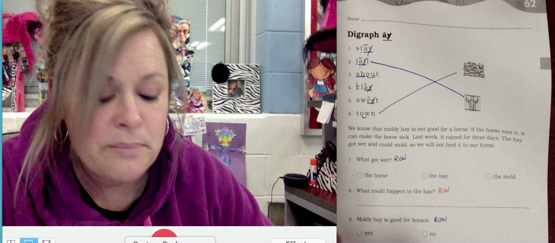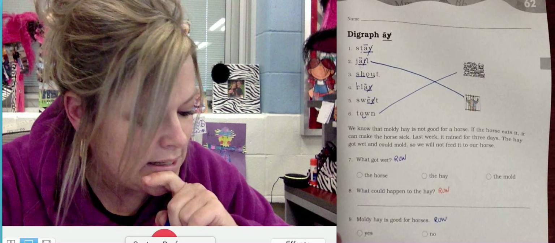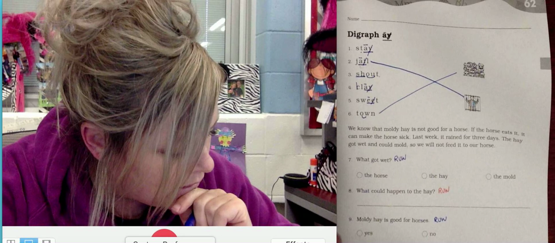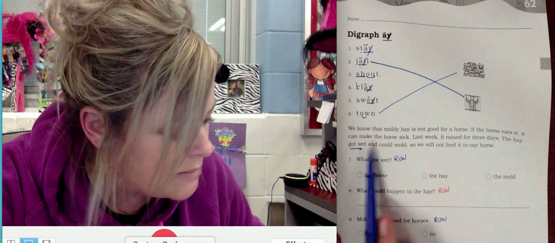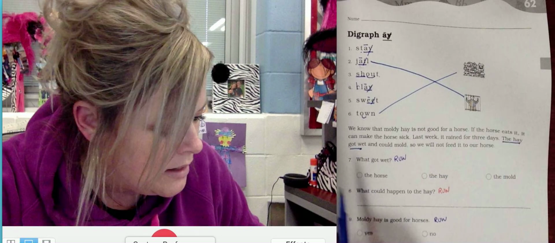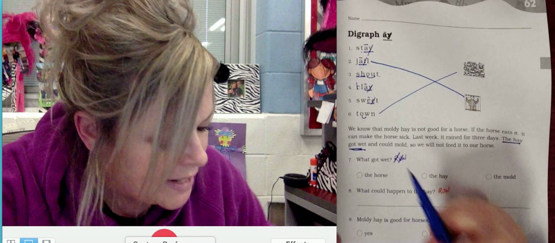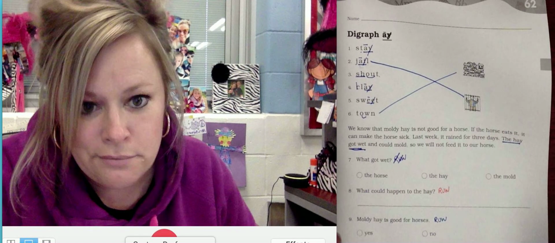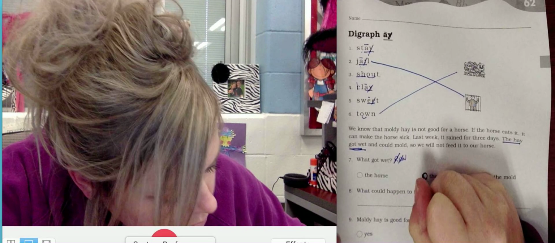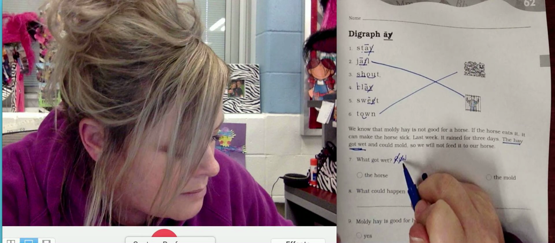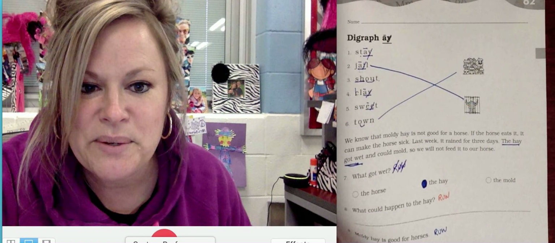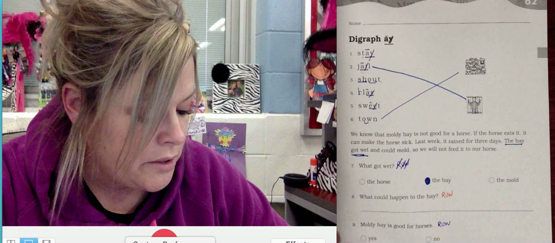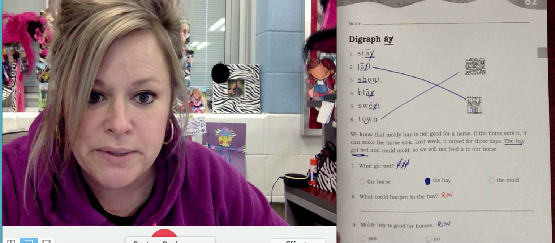Okay? So number 7, what got wet? I remember seeing that word wet inside of the story. I'm going to look for that. And here it is. It says got wet. I'm going to go back to the beginning. The hay got wet. So I read and I underlined. I'm going to see if that's one of my options. The horse, the hay, or the mold. The hay, right there. I'm going to fill in that bubble. So I wrote in the bubble. I'm going to cross out my W. Okay. Now this has a long line, so I'm going to use a complete sentence, and I want to use the words to restate the question. I'm going to borrow some of the words right there in the sentence.